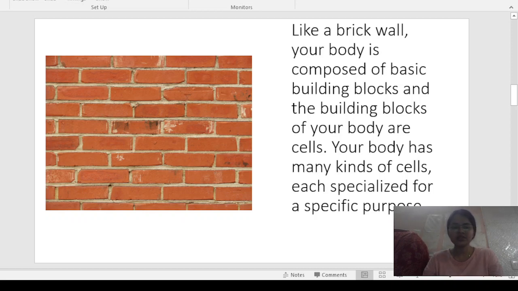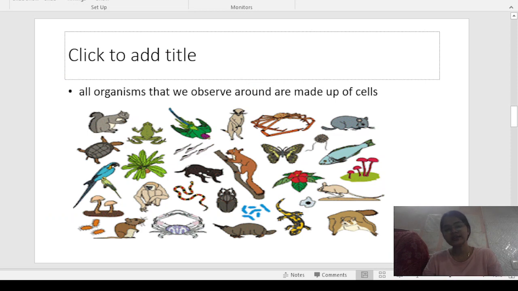to carry out a specific function. So all the organisms that are present on the earth are made up of cells, whatever size they have, whatever shape, different colors, different structures. But the one thing in common in all of them, plants, animals, microorganisms, birds, everything, is that they are all made up of cells.